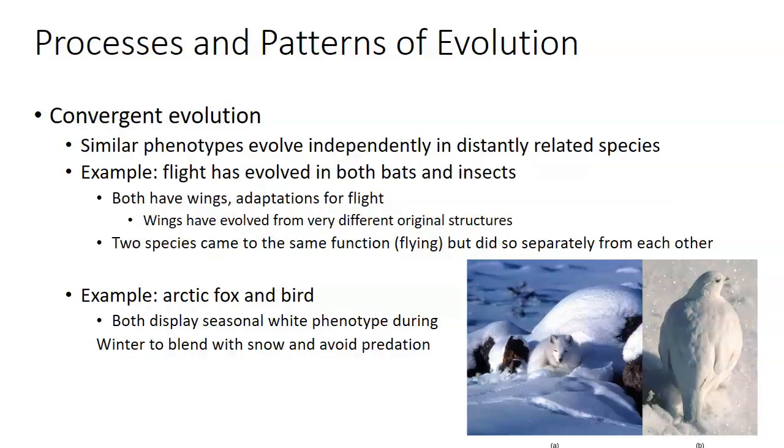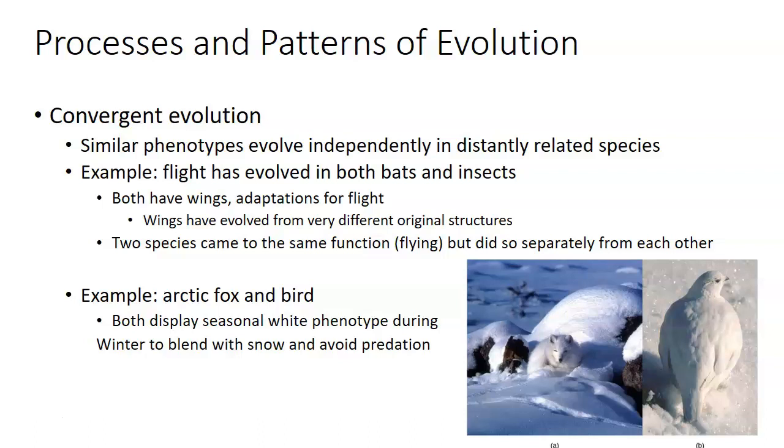The opposite of that is convergent evolution, and we do see this sometimes. This is when we see similar phenotypes in two very distantly related species. And so these two phenotypes that are similar, they evolved independently of each other. Okay, so again, that's called convergent evolution.